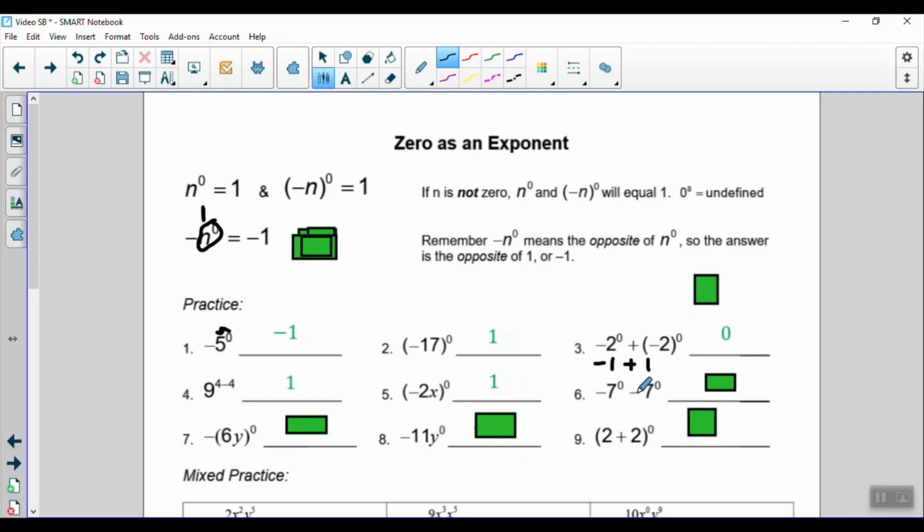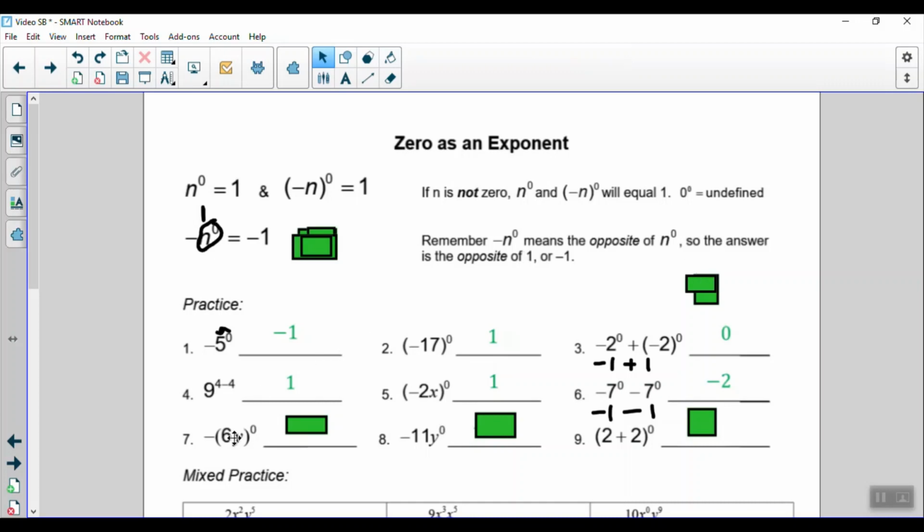We're going to do some subtraction here. So we've got negative 7 to the 0 power, no parentheses, so it's negative. We're going to keep our minus in between. 7 to the 0 power is 1, so negative 1 minus 1, our final answer here is negative 2.